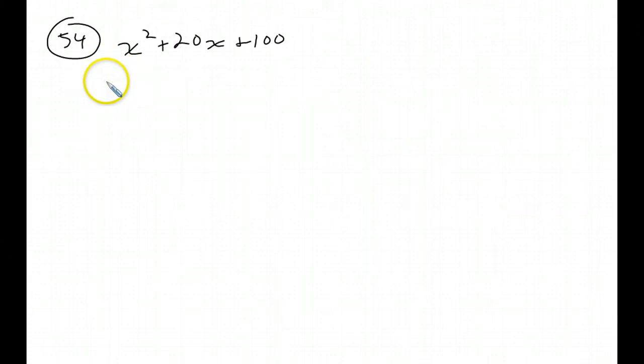If you don't see it right away, that's okay. Is there anything to factor out? No, because we have a 1 with the x squared, 20 with the x, and 100. So there's no greatest common factor with the numbers. The 100 does not have an x, so I cannot factor out any x's.